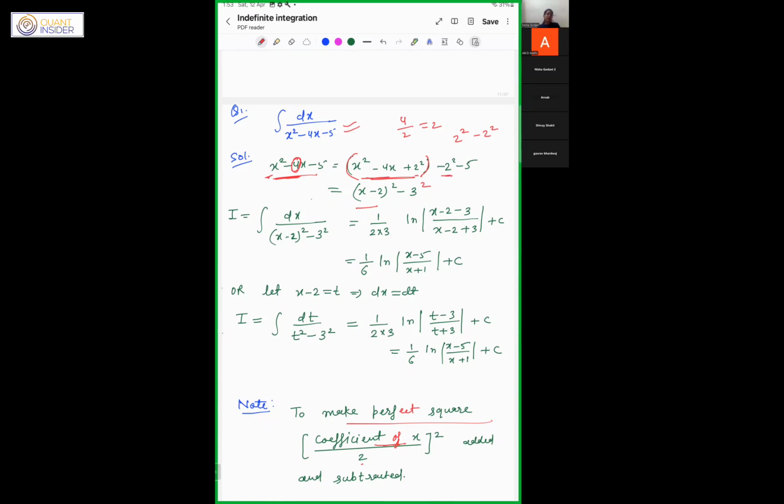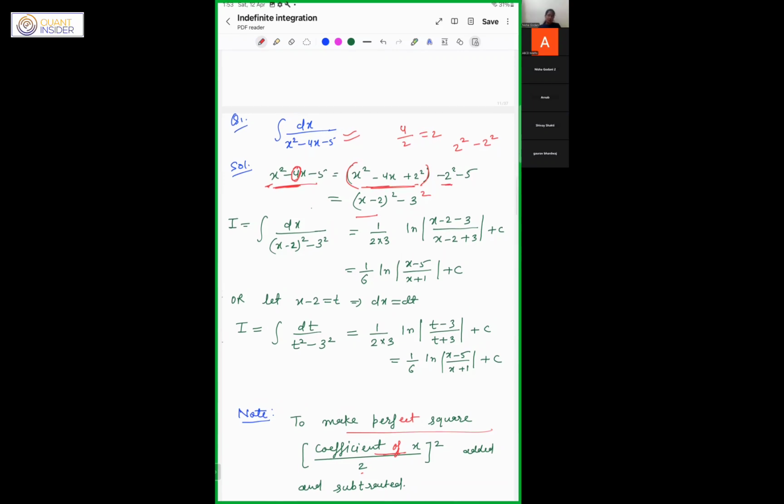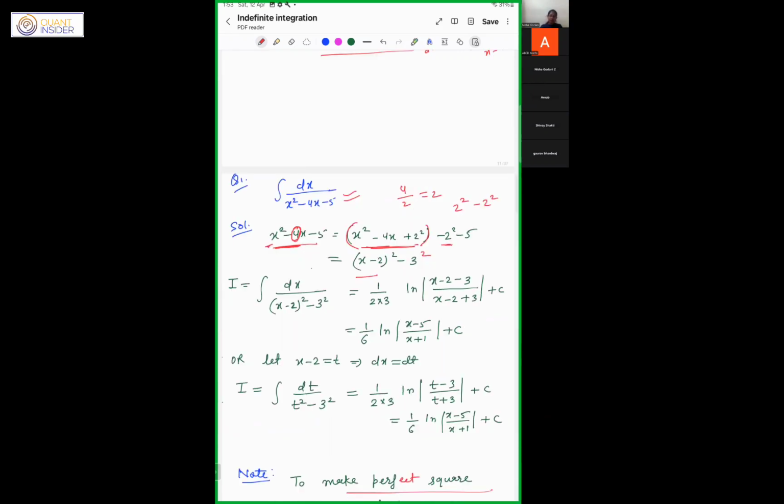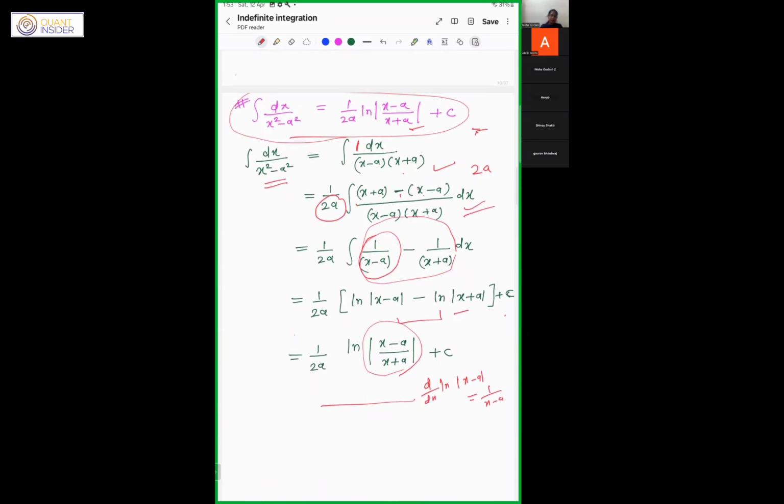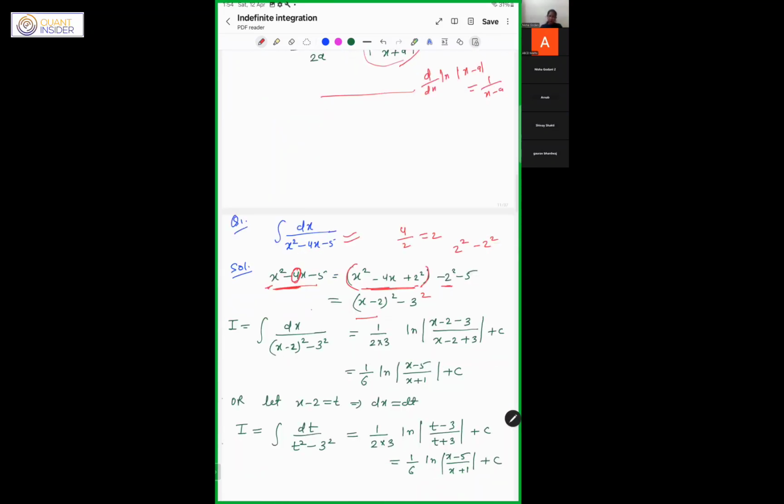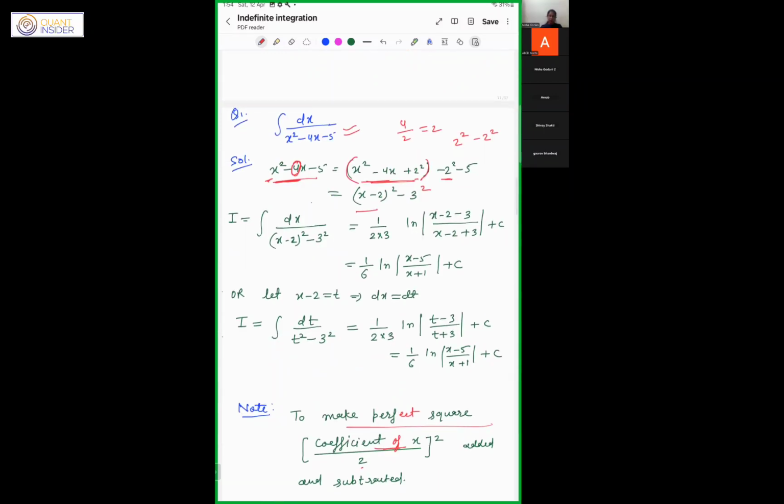If we directly apply the formula that we discussed just now, what was the formula? The formula was 1 upon 2a ln of mod x minus a upon x plus a. So 1 upon 2a means 1 upon 2 into 3. Then ln of x minus a means x minus 2 minus 3, and x plus a means x minus 2 plus 3. So this comes out to be this.